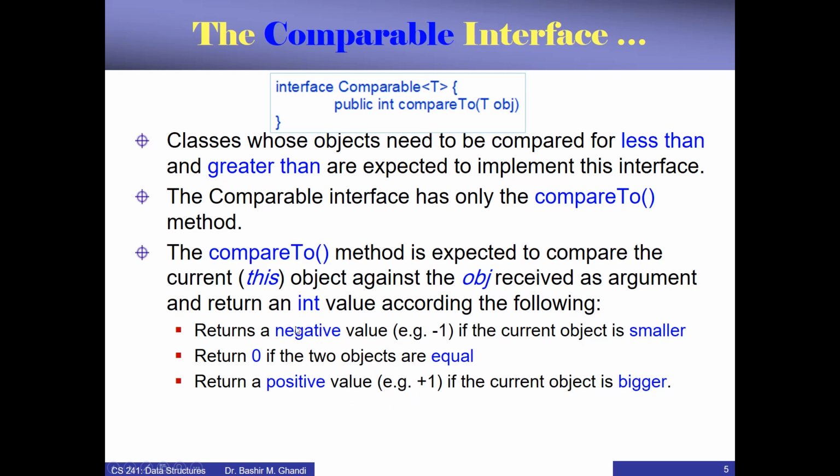Notice here the value doesn't have to be -1. Any negative value is fine. And similarly for a positive value, it doesn't have to be +1. It can be any positive number. If the method returns a positive number, it means the current object is larger than the one passed to it as parameter.